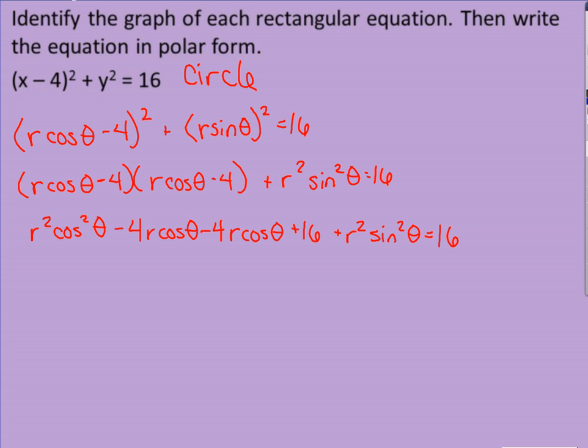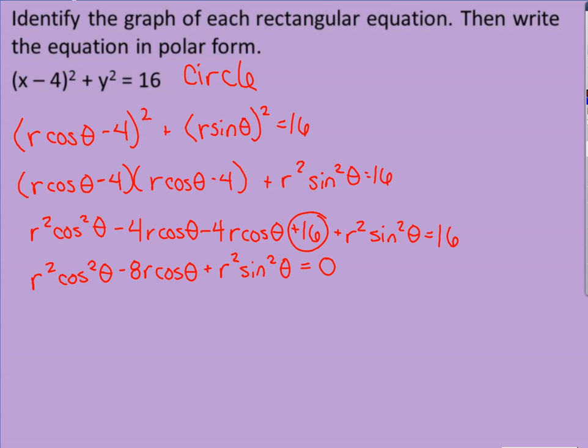If we combine like terms, and if we take this 16 to the other side, right now it's positive. To move it, we would need to subtract it. 16 minus 16 gives us 0. Now when you're writing equations in polar form, you either want to get the r completely by itself or you want to get theta by itself if that's the only variable you have. Because we have r's and thetas, we are going to try to get the r's by themselves.